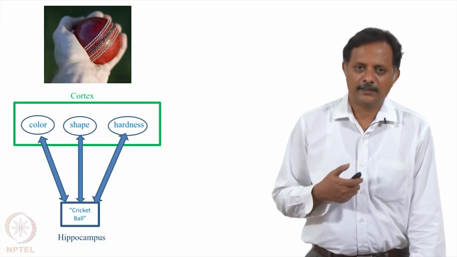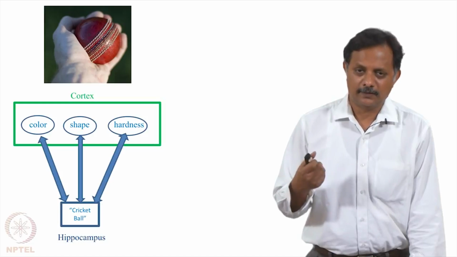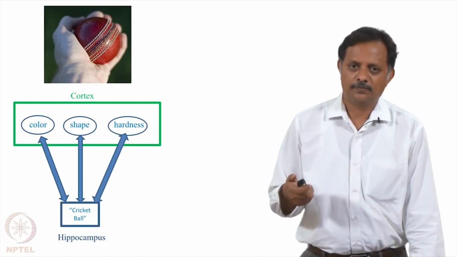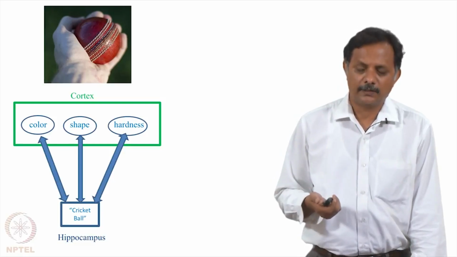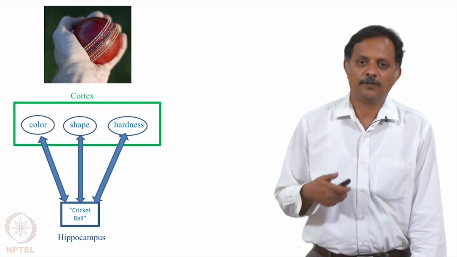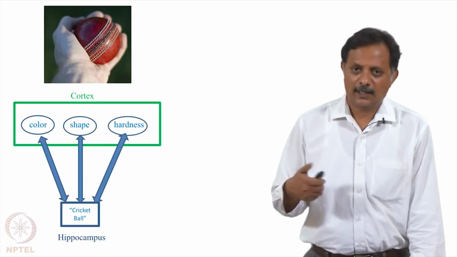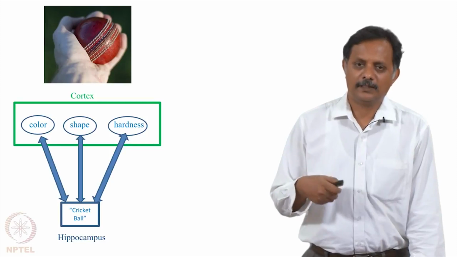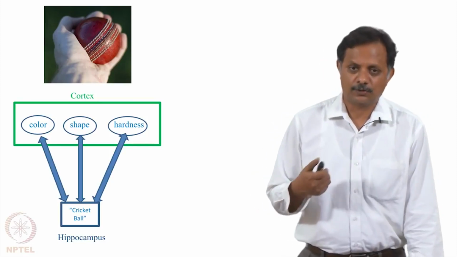Okay, so, the sensory properties are processed in the cortex in various sensory areas of the cortex. So, for example, color is probably processed in the V4 region of the visual cortex, and shape is processed in the infratemporal area of the visual cortex, and hardness or the touch of it is probably processed in the primary and secondary somatosensory cortices S1 and S2, SS1 and SS2.